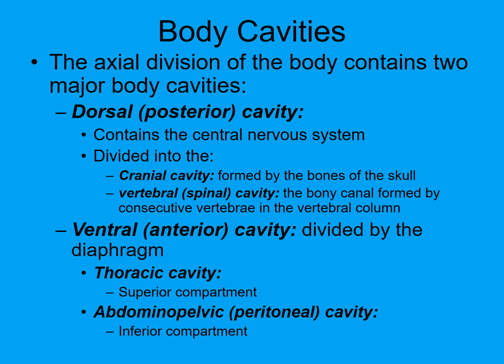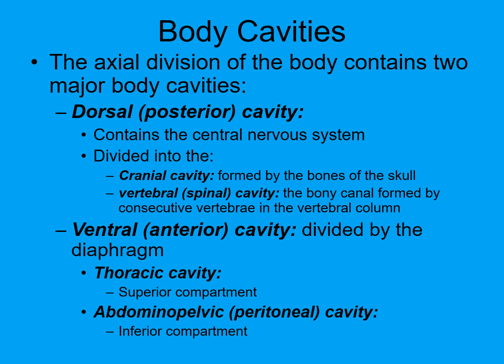There are various body cavities. The axial division does contain two major body cavities. You have the dorsal cavity and the ventral cavity. As the names would imply, the dorsal cavity is in the posterior section. It does contain the central nervous system. It can be subdivided into two smaller cavities, the cranial cavity, which is basically the cavity formed by the bones of the skull, and it's going to house the brain. And then the vertebral or spinal cavity is going to be protecting the spinal cord.